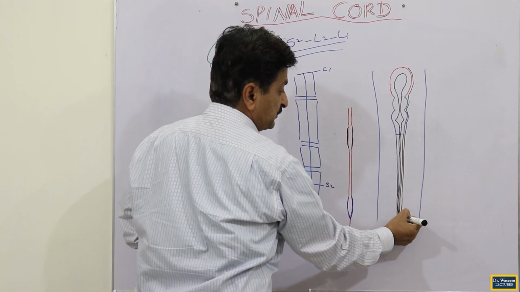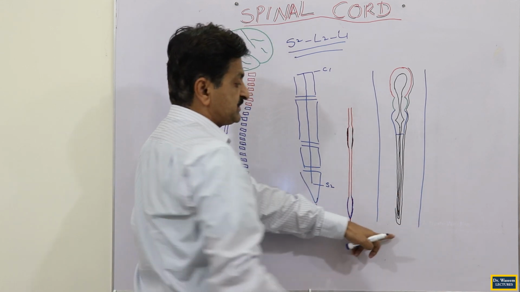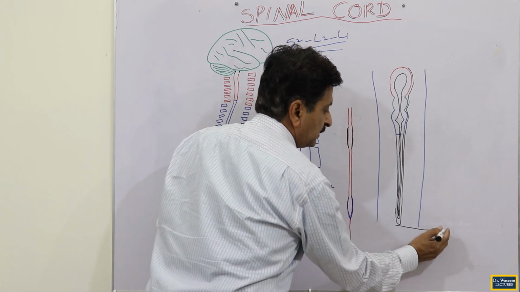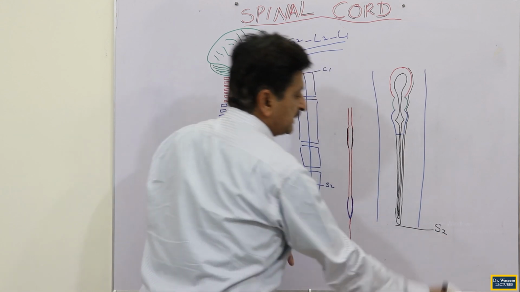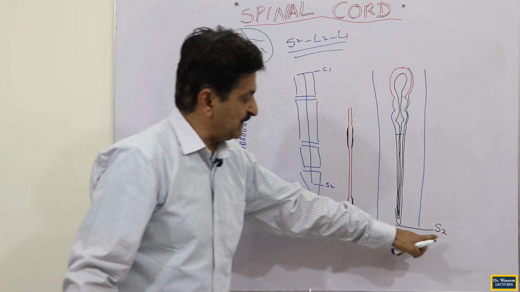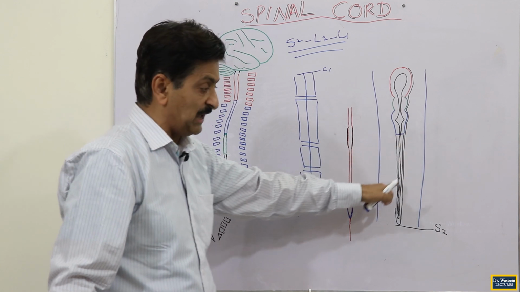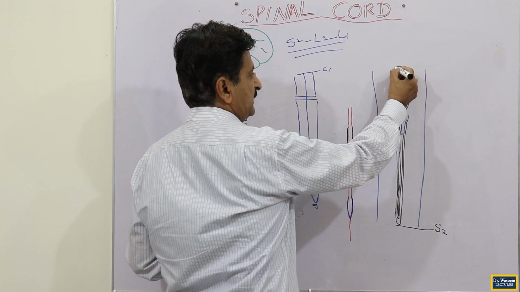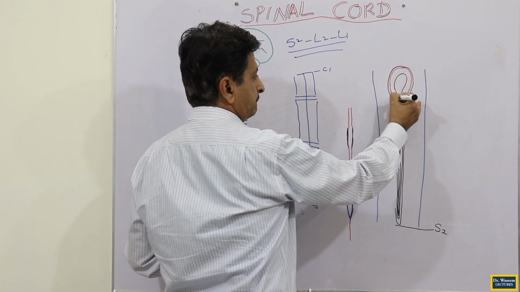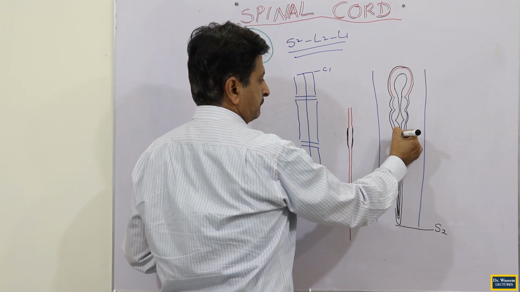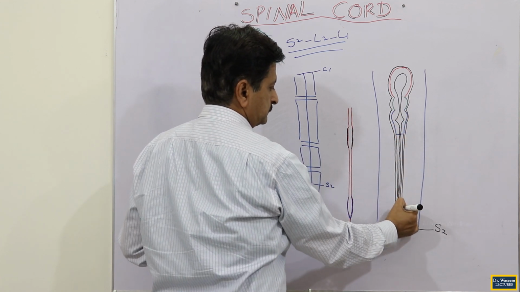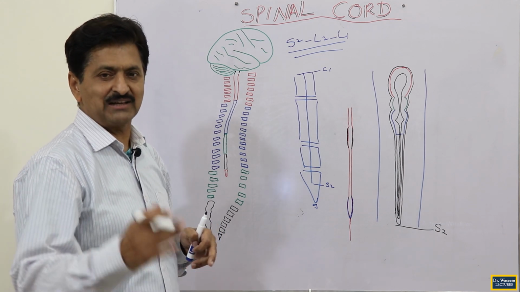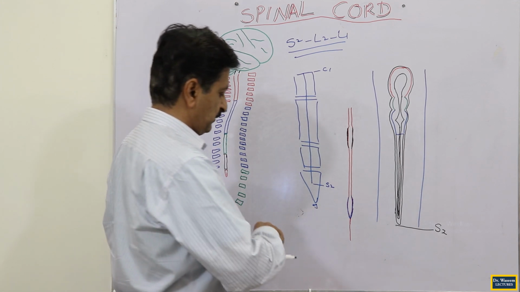And it reaches up to the level of S2, because the original level of the spinal cord was sacral 2. If it is sacral 2, this meninx, called the pia mater, will be up to the S2 level. So it is surrounding the brain as well as the spinal cord. This is the pia mater. The next meninx, called the arachnoid mater, is also up to the S2 level.